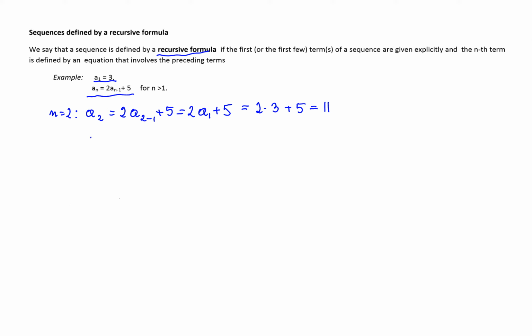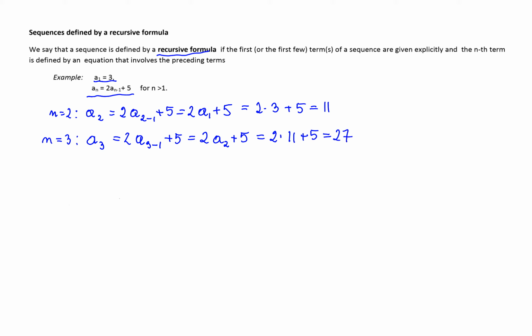Now if I continue and I compute the value of a sub 3, where n is equal 3, we'll have 2a sub 3 minus 1 plus 5, which is 2a sub 2 plus 5. So again, to compute the value of a sub 3, I have to have the value of a sub 2, which we have. We computed this. So it's 2 times 11 plus 5, 22 plus 5 is 27.